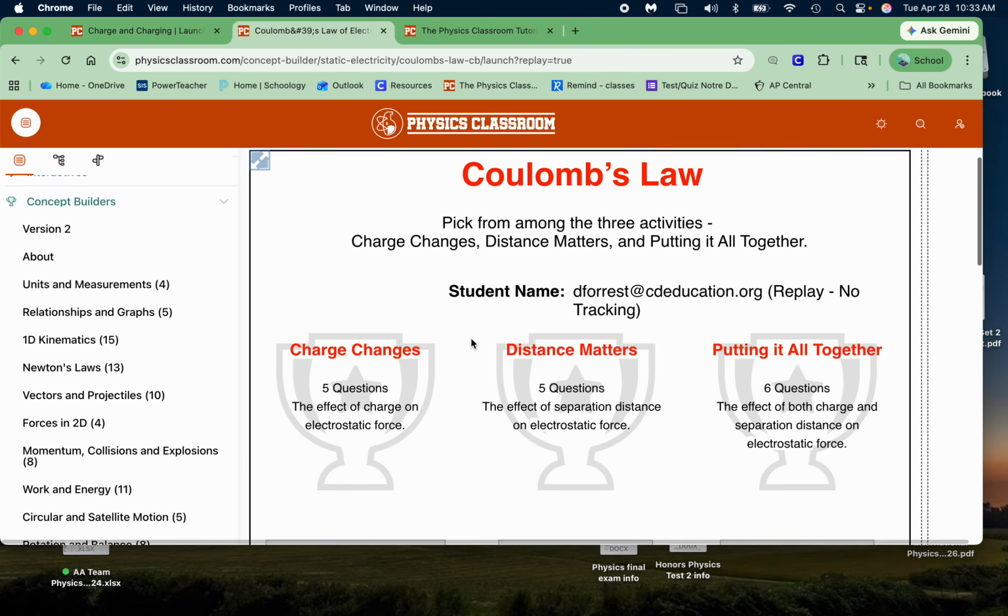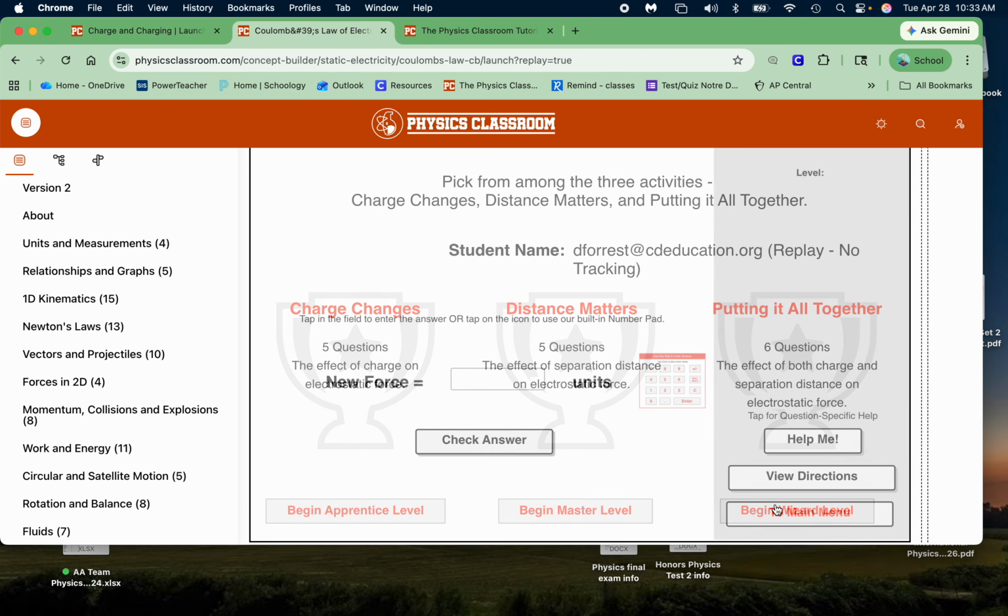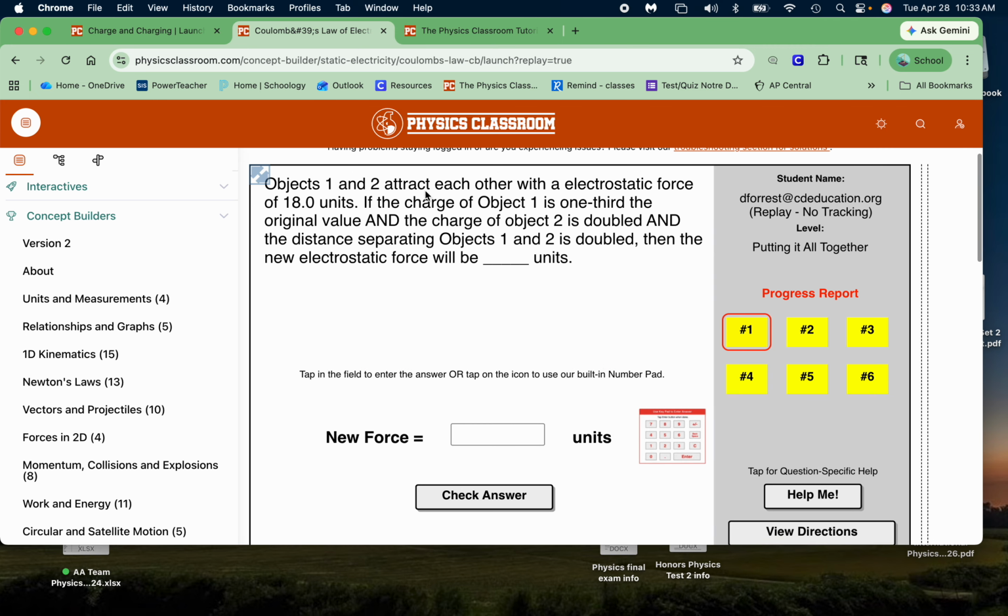And then the last one for this is putting it all together. Again, you may want to do some scratch work on paper. Objects 1 and 2 attract each other with electric force of 18 units. If charge 1 is 1/3 as much, and charge 2 is doubled, and the distance is doubled, basically I've got 1/3 times 2, which is 2/3. 2/3 divided by 2 squared is 2 over 12. So that would be 1/6 the amount of force. So I'm going to check that. It should be 3 units of force.